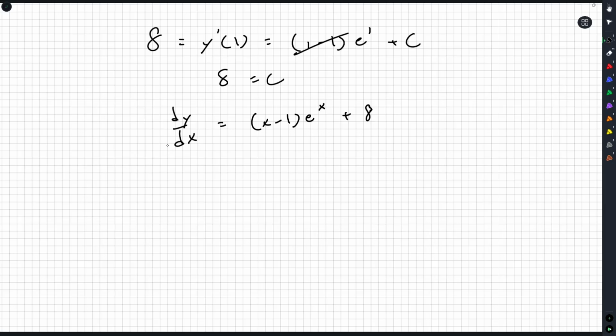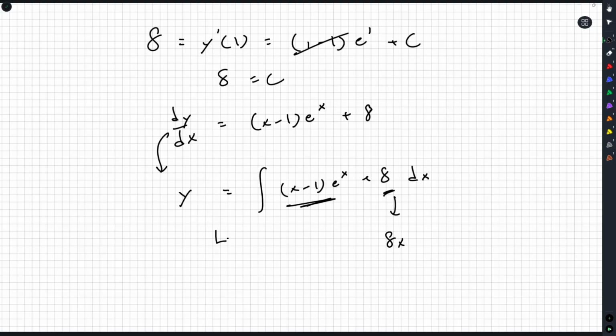So now I want to get back to y. We're trying to solve for that particular solution y. So we integrate again. To go back from dy by dx, take an antiderivative, or integrate. So we'll integrate on this side here. Now integrating 8 isn't going to be a problem. It's 8x, but what about x minus 1 times e to the x? Well, that's going to require another integration by parts.